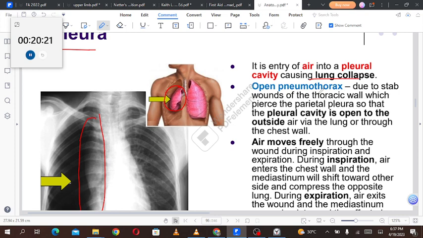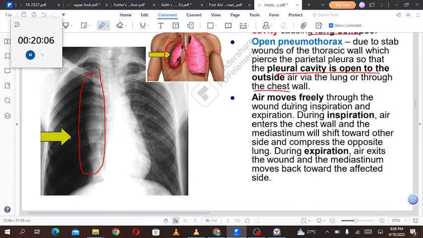So what is open pneumothorax? It is due to stab wounds of the thoracic wall which pierce the parietal pleura, so that the pleural cavity is open to the outside air through the chest wall. Air moves freely through the wound during inspiration and expiration. That is very important: during inspiration, air enters through the chest wall and the mediastinum will shift towards the other side and compress the opposite lung. During expiration, the air exits the wound and the mediastinum moves back towards the affected side.